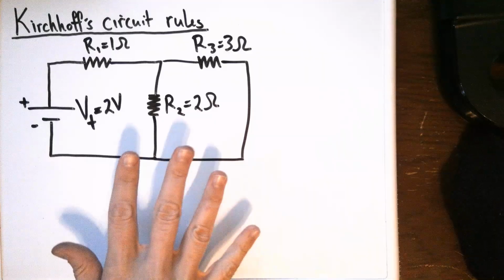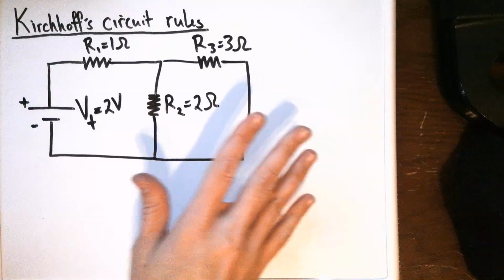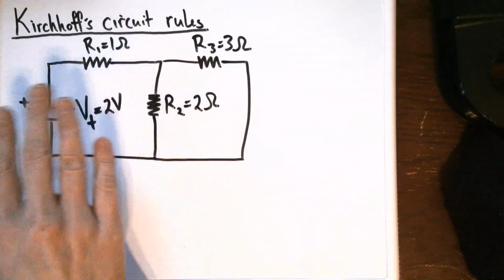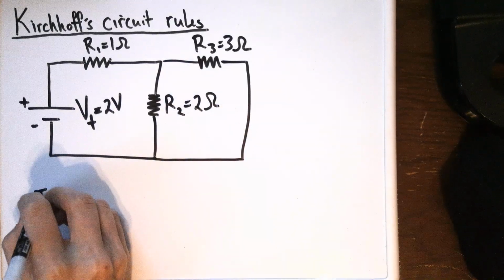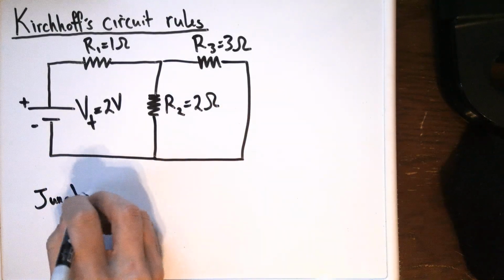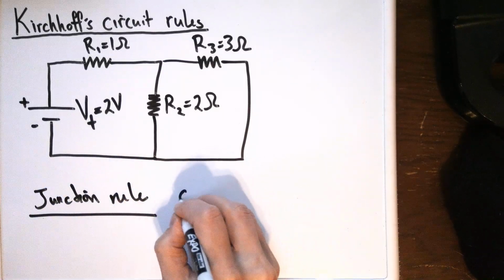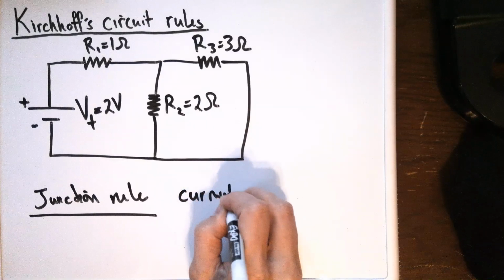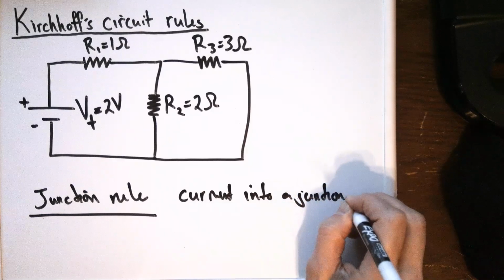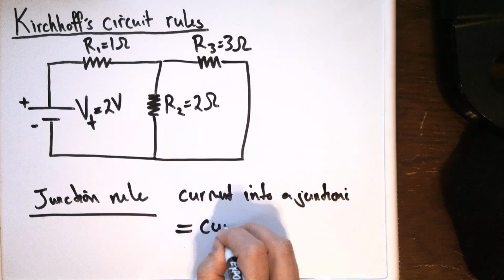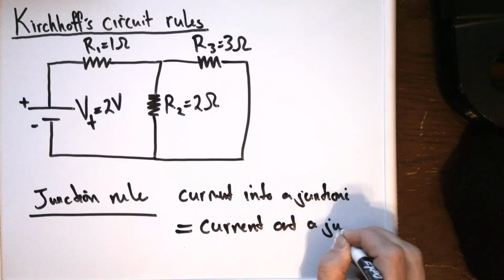And it can actually be any circuit. It just doesn't have to be one with just resistors. You can do it with resistors, capacitors, transistors, whatever you want. The circuit rules still work. Okay, so what are they? There are two rules. First, you got the junction rule. And the junction rule says current that goes into a junction equals current that comes out of a junction.